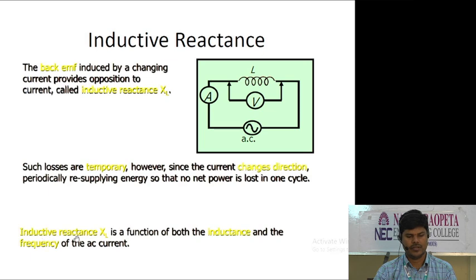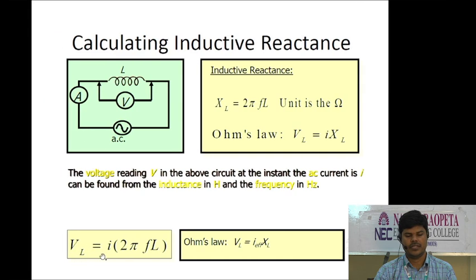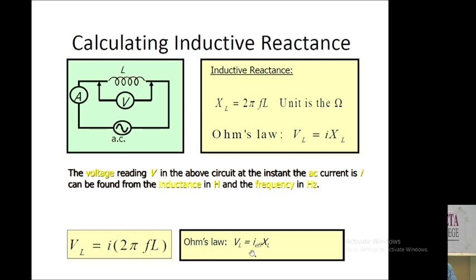The inductive reactance XL is a function of both the inductance and the frequency of the current. The formula for XL is 2 pi f L. See this one: XL equals 2 pi f L, and the units are ohms. Here f is the frequency and L is the inductance value. Therefore, the voltage across the inductor is nothing but I effective times 2 pi f L, that is I effective times XL, as per Ohm's law.